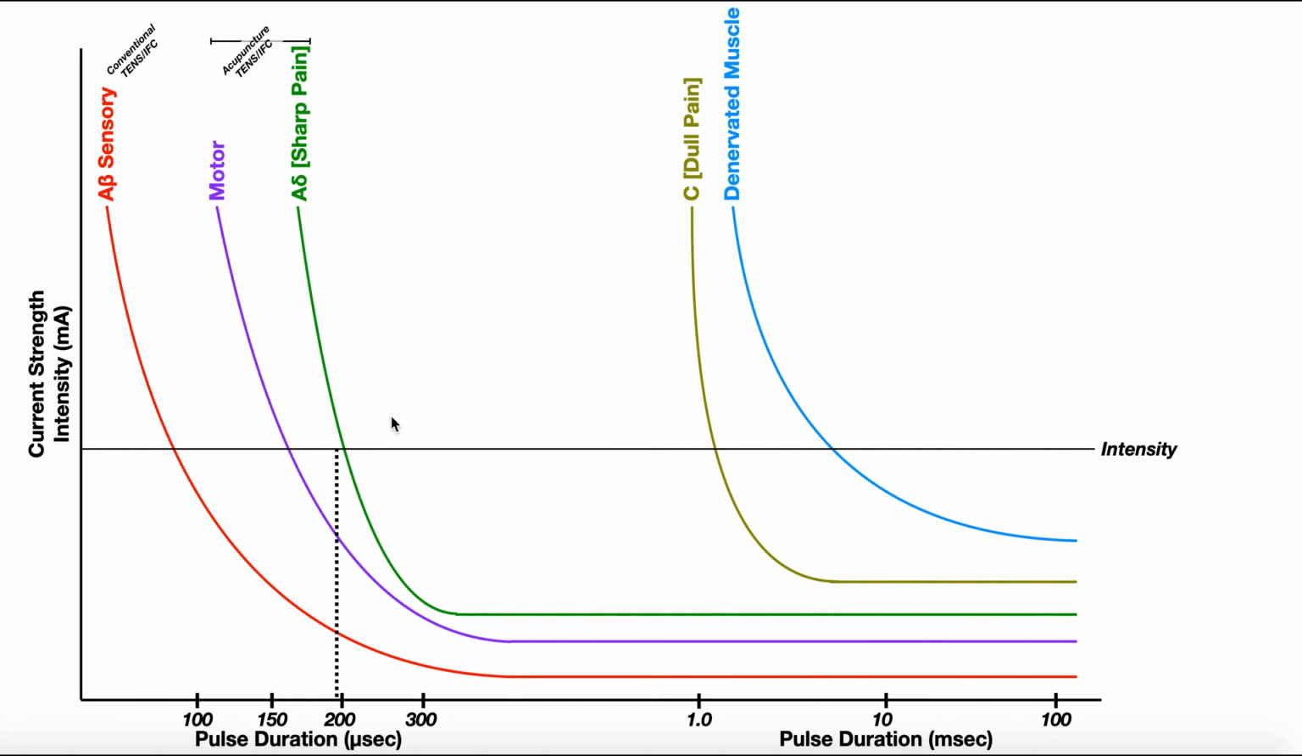Okay? You pick an intensity, and then you get this little vertical line right there, or this imaginary vertical line. You can just move it around left or right and see which curves it bisects. And the curves that it bisects are the ones that it is stimulating.